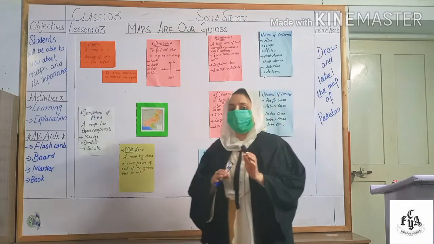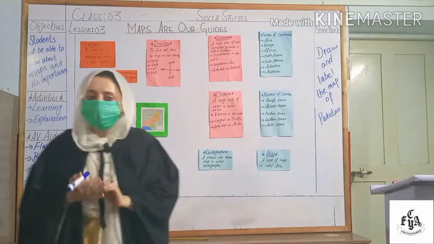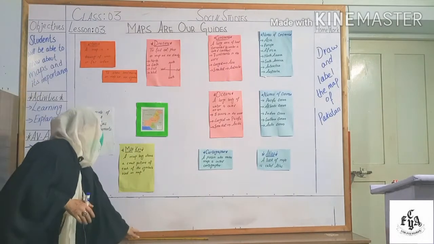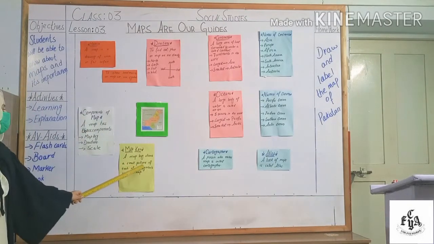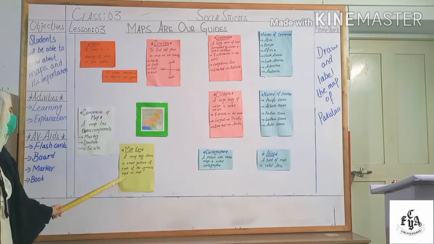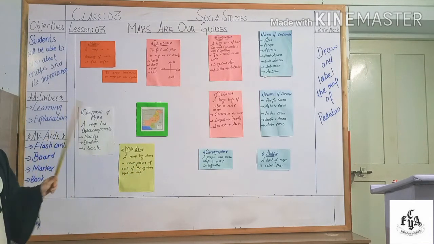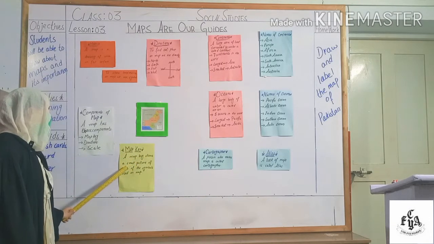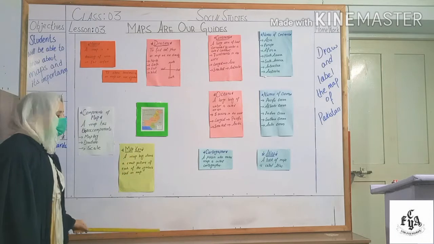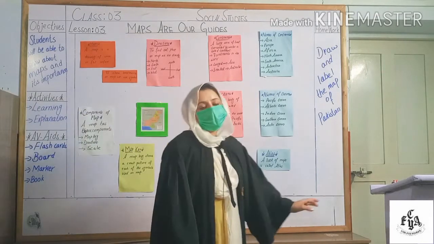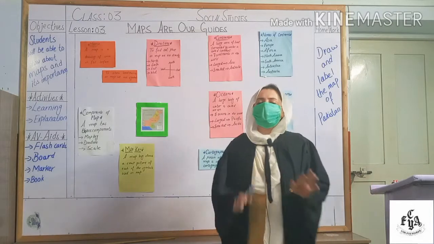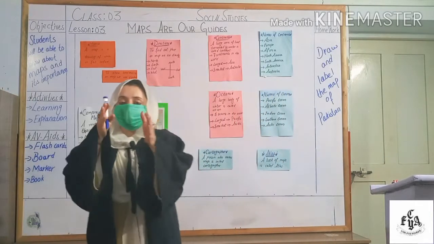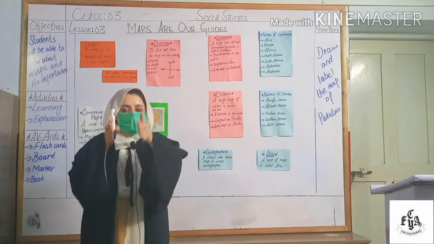Now what is a map key? Do you know what a map key is? A map key shows a small picture of each of the symbols used on maps. The hospitals, the schools, the offices, the rivers, even the bridge on the river, all these things are shown in a map key.